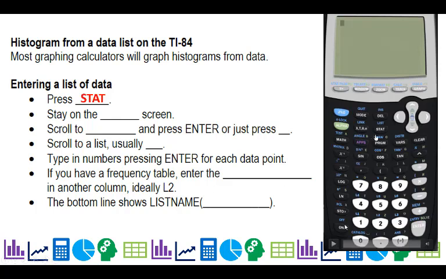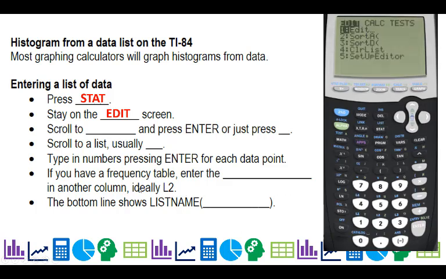So you're going to press Stat, which is over here, and then you're going to stay on the edit screen. So I'm going to hit play so you can see how that goes. See here, I press Stat and then hit enter for the edit, and then basically scroll to list 1, usually list 1, and I'm entering a couple of the data points that you see on your notes right now.